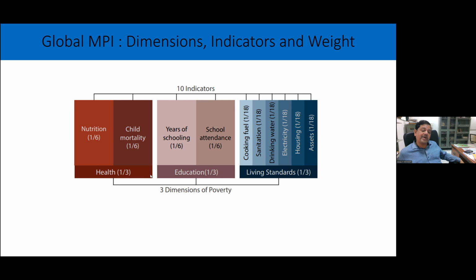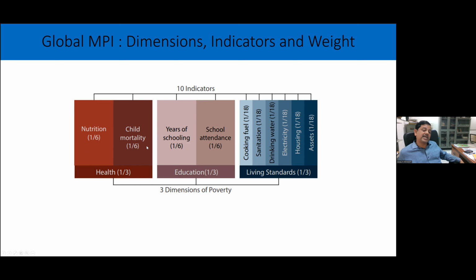We have three domains, so the aggregate weightage of each domain is 1/3. Education is 1/3, health is 1/3, and living standard is 1/3. Now under each domain, for example under health, there are two indicators.